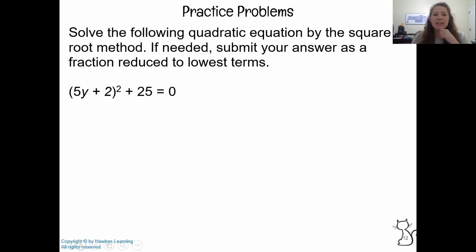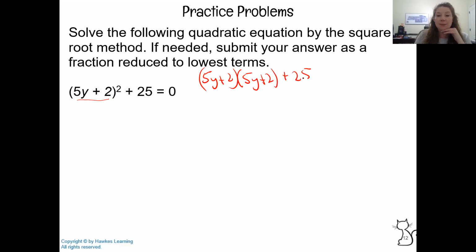All right, so let's look at this one. It says solve the following quadratic equation by the square root method. If needed, submit your answer as a fraction reduced to lowest terms. So we already see that our equation is set equal to 0, so we're good as far as that goes. Now we have to square 5y plus 2 times 5y plus 2. And then we're going to add 25 to it. So we're going to FOIL this. 5y times 5y is 25y squared.